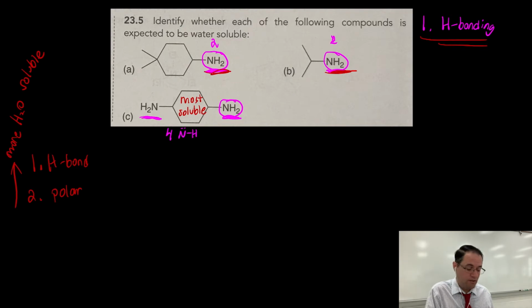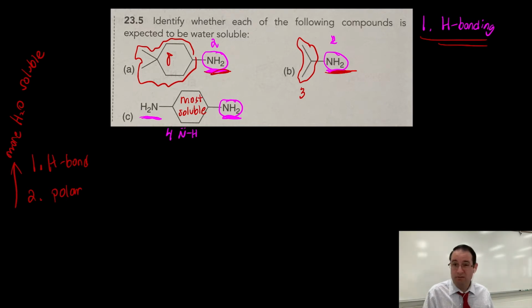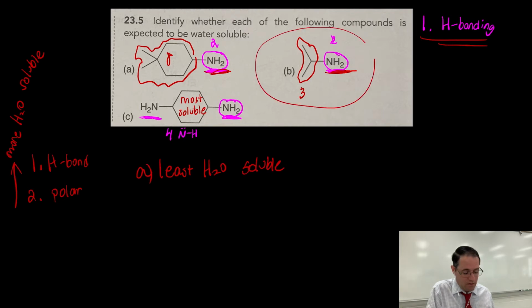We want to count the grease. Yes, we have this NH2, which is a polar solubilizing group, but we want to count the carbons. This group here has 3 carbons, and this one here has 8, if I'm doing the math correctly. So 8 carbons is much more hydrophobic, it's much more greasy, it's going to dominate the overall characteristics of this molecule. So A is going to be the least water soluble. It's not going to be water soluble. We talked about alcohols back in the alcohol chapter, and we said alcohols that have fewer than 5 carbons are going to be water soluble.